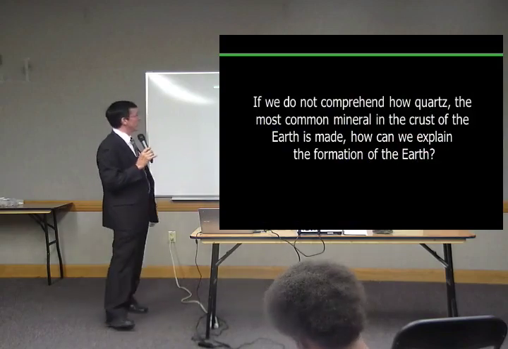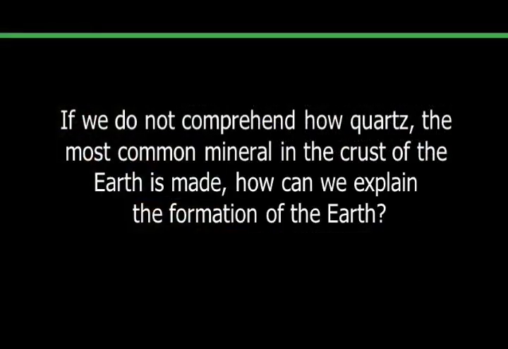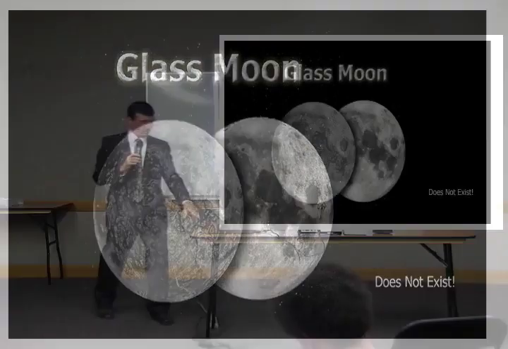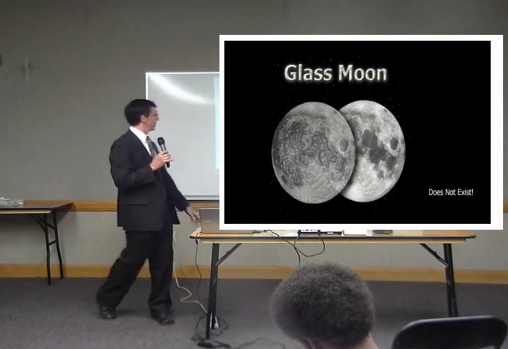Okay, if we do not comprehend how quartz, the most common mineral in the crust of the Earth, is made, how can we explain the formation of the Earth, right? Because I passed around the granite, and Hutton was theorizing that granite came from magma. But one of its components is quartz crystals. And do we have a glass moon? Because they theorized the moon was also a ball of magma at one time. But that means that the moon would be glassy, not powdery.